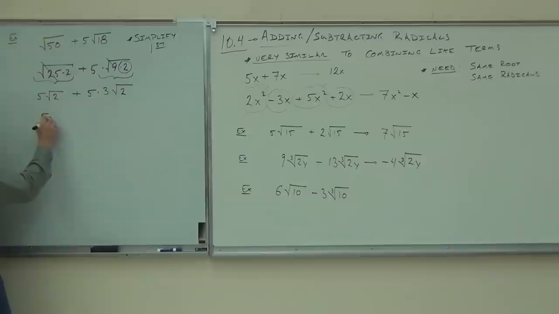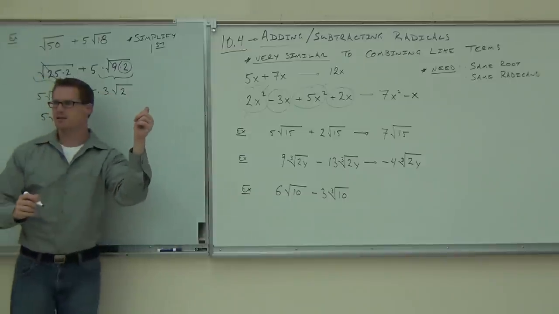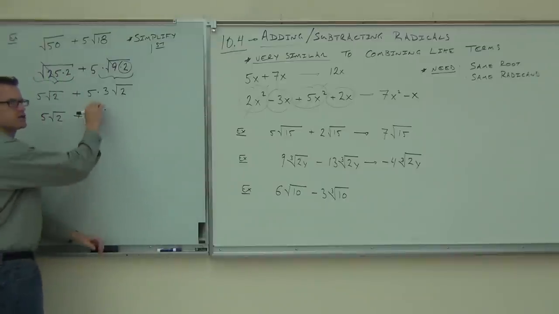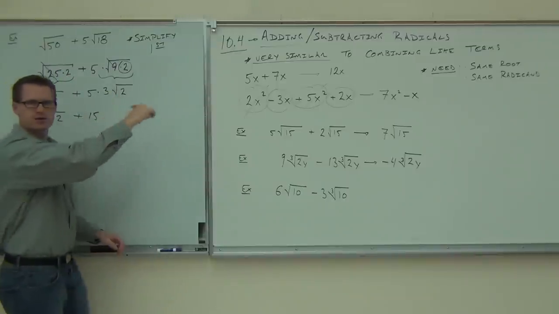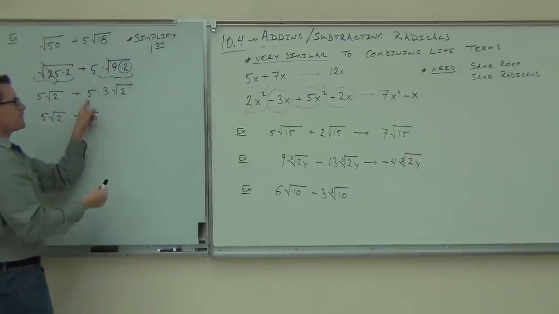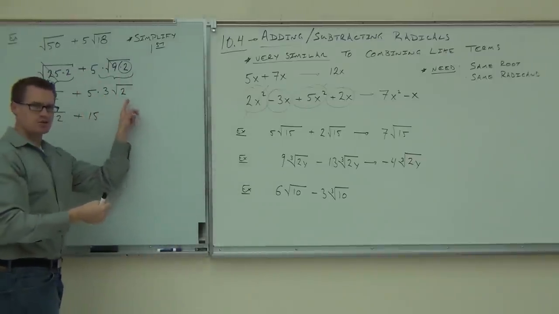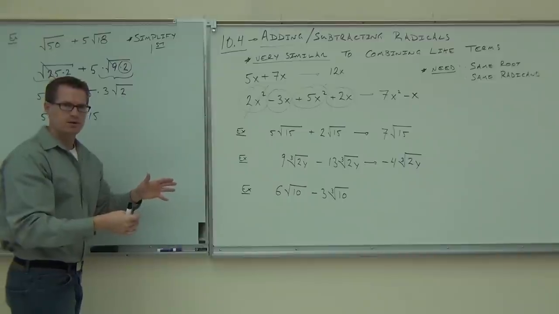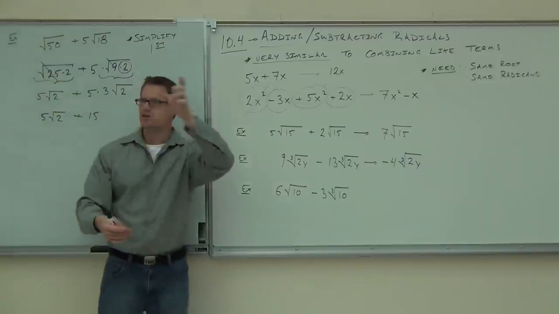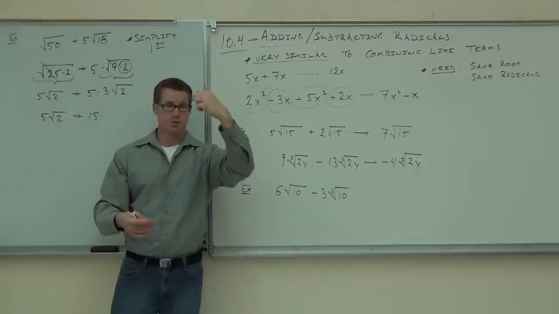I know the 5 root 2 up here, that's as good as I can get. But here I have 5 times 3 root 2. How much does that give you? 15. Sure. 15. Does it change the root 2? This is not a distribution problem. This is all being multiplied together. So when you had 5 times 3x, you just put 15x, right? You're not going to do 15 root 10. That's not what we're doing. This is not distribution. This is just multiplication. You just multiply those numbers.